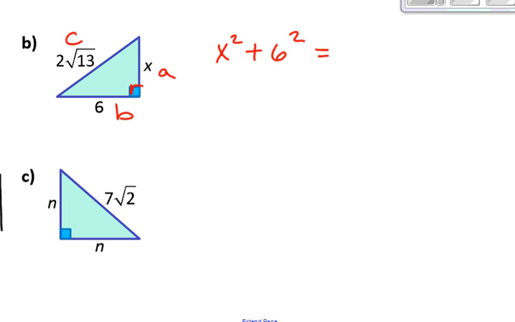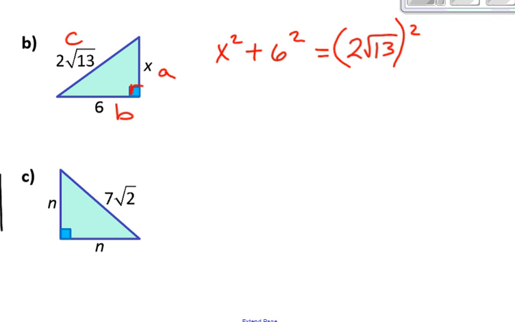Now, whenever you're substituting, we like to use parentheses. Notice I have not used parentheses with my X and my 6, really because they're a single positive term. But the 2 root 13, if I wrote 2 root 13 squared, what that means is I'm not just squaring the root 13, I'm also squaring the 2. That's really, really important. If you have more than just a positive single term like X and 6, you have to put parentheses around it when you square it. So 2 root 13 has to have parentheses.